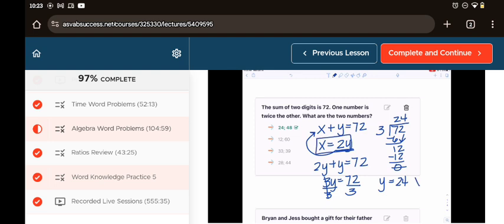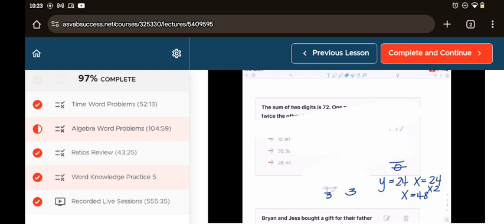Now I'm looking for x. Well, I know that x is 2 times y, right? So x equals 24 times 2, which is 48. So this is my answer here. Okay. All right, awesome. Let's keep going.